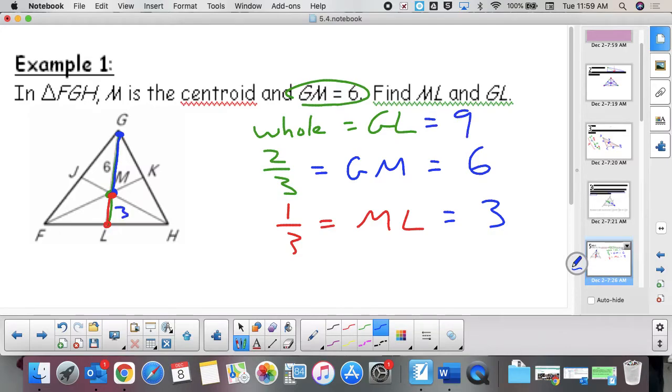You could have also said that, okay, I have the 1/3 piece being 3. To get the whole thing then, you'd have to multiply by 3. And you get 9 anyway. You can do it either way, depending on the problem.